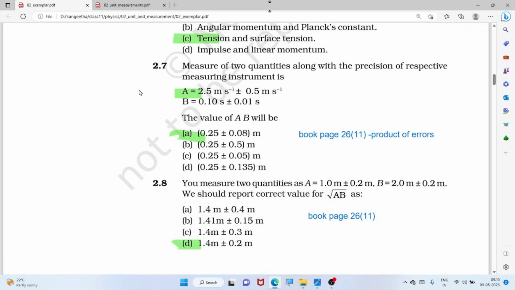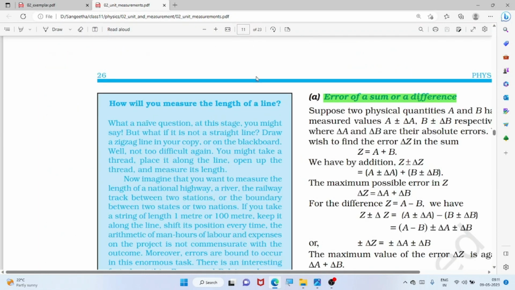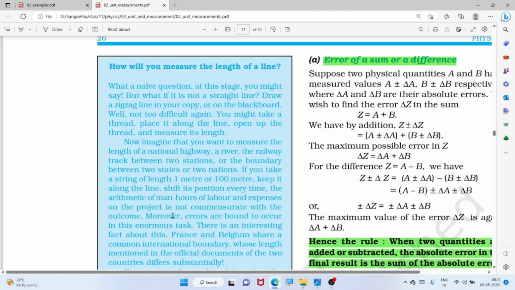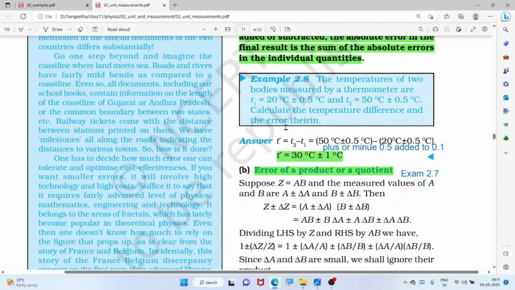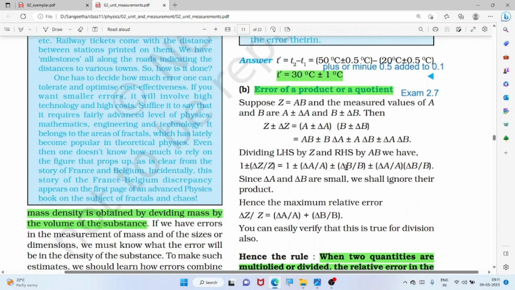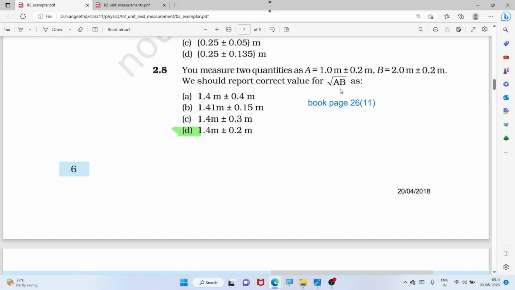Measure the two quantities along with the precision and respective measuring instruments is given. So you have to apply the error rule here. That is product of the error. So here product of the error you have to use. This is the sum of the error, then this is the product of the error also is there. Okay, so you have to use this rule. This is AB. Here also you have to use the AB and then the root.